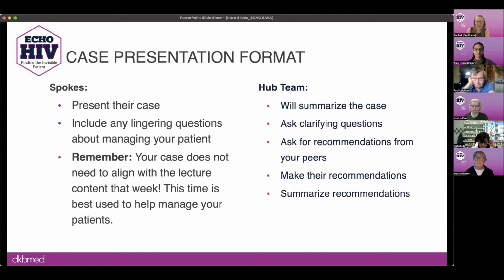So you, the spokes, would present your case, including any lingering questions about managing your patient. And just note that your case does not need to align with the lecture content or the learning objectives for that specific week. And then there are hub teams. So Dr. Anderson, and Allison and Lauren, they'll summarize the case, ask any clarifying questions, and ask for recommendations from the rest of you. They'll make their recommendations and summarize what those recommendations are.